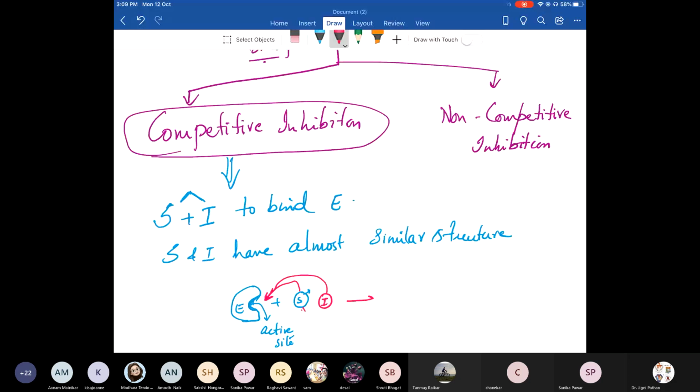What is competitive inhibition? Here, they compete to bind with the active site on the enzyme.